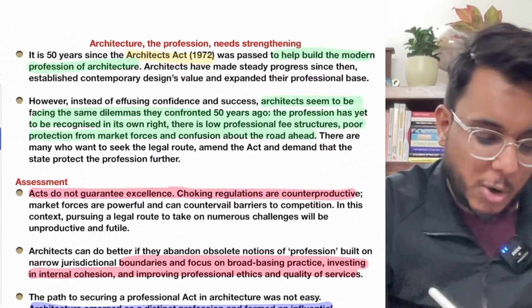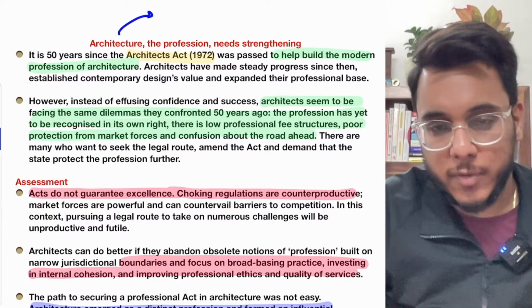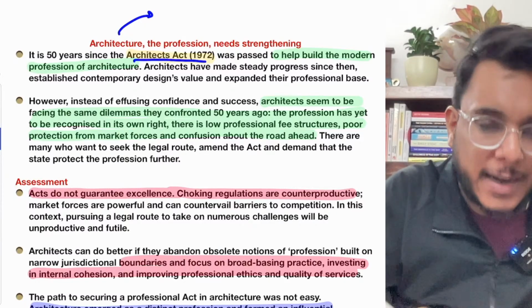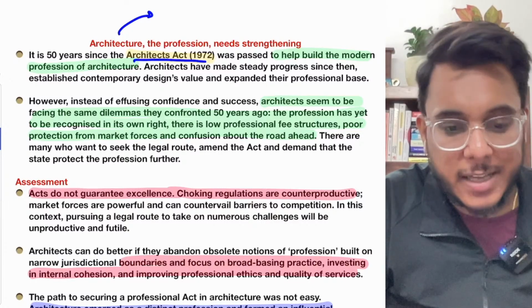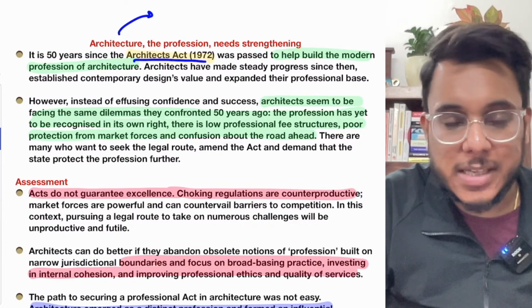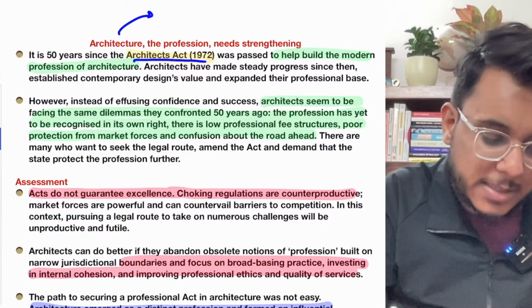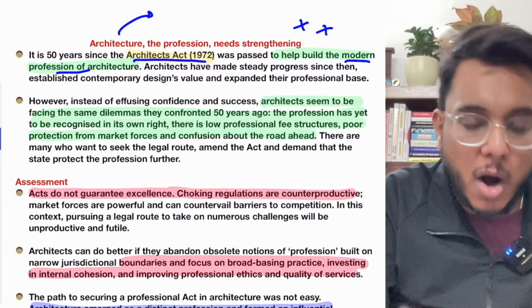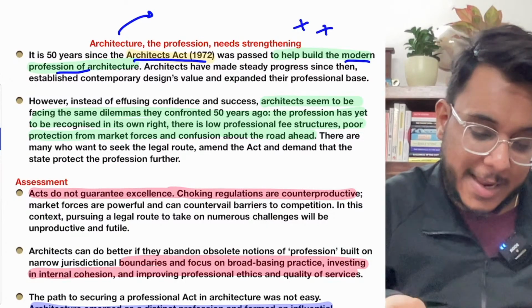Now, guys, the article is talking about architecture as a profession. We see that the Architects Act of 1972 was passed 50 years back, and it recognized architecture as a modern profession. But up till now, architecture has not got as much recognition as expected.